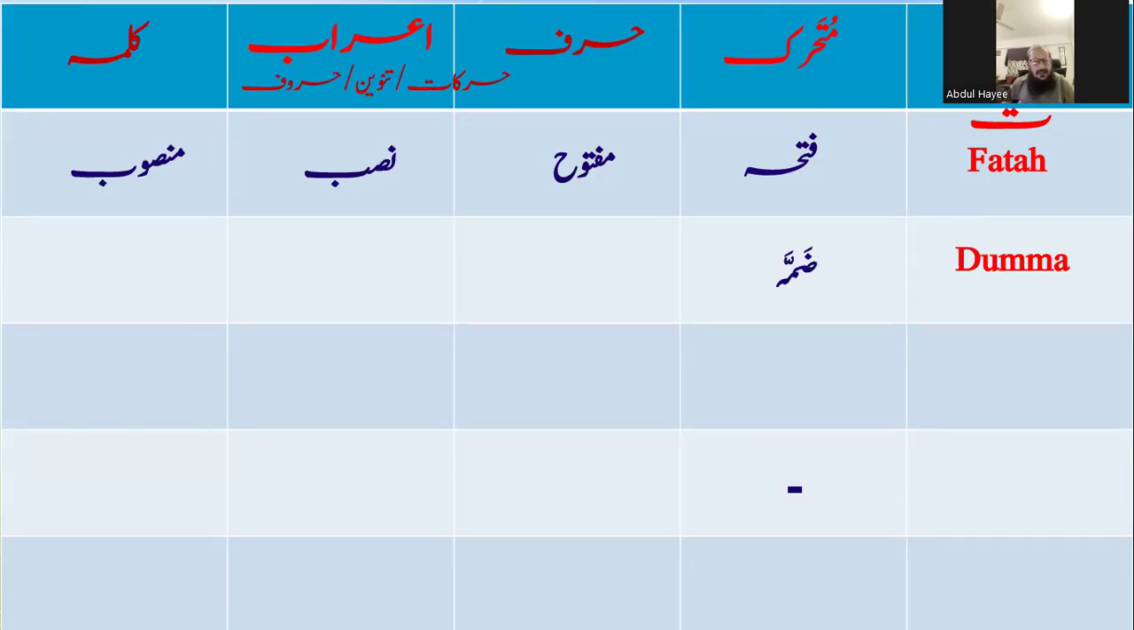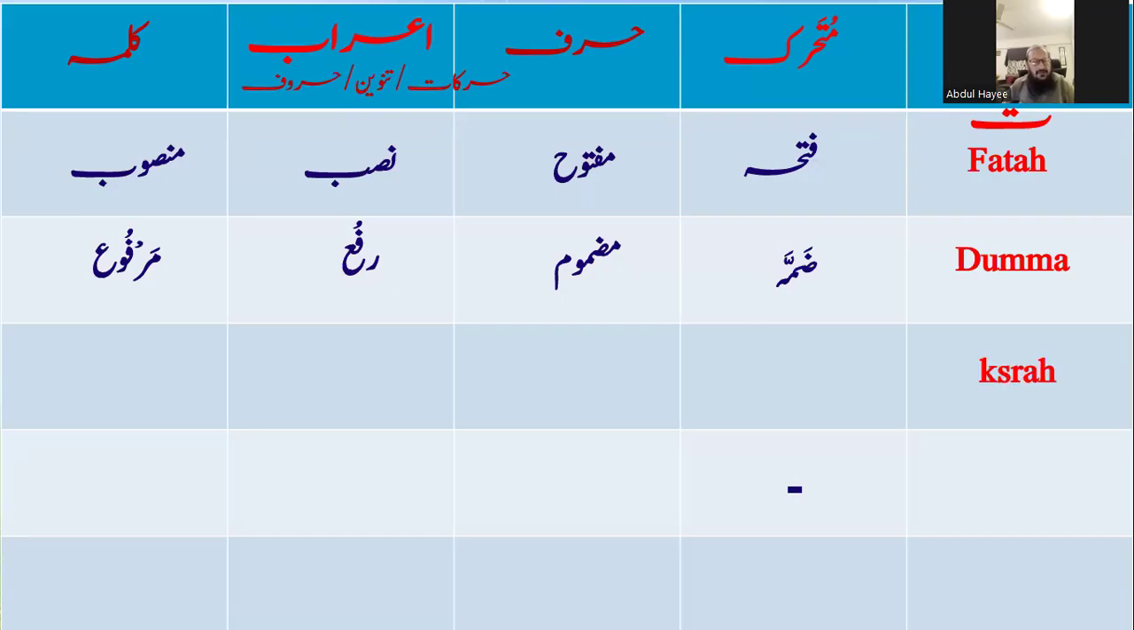Dhamma, having the letter dhamma is called mutaharrik. It is in harkat. And the word which has dhamma is called madmum. When this dhamma is on the last letter of a word, then it is called Arab rafa. It's not called dhamma, it will be called rafa. And the word will be called marfu.